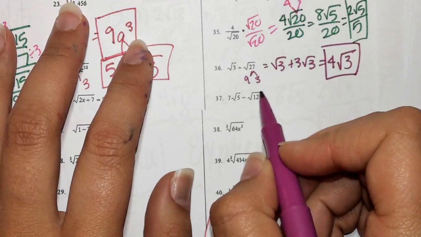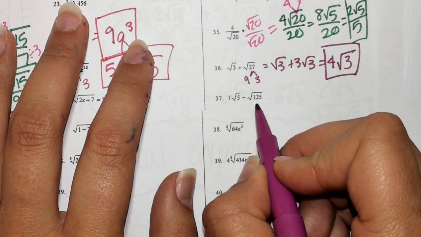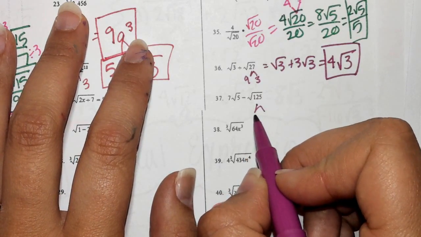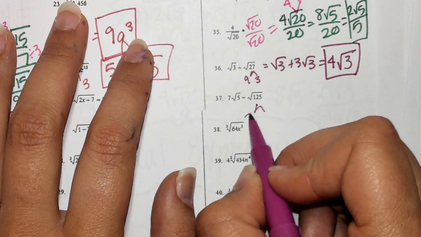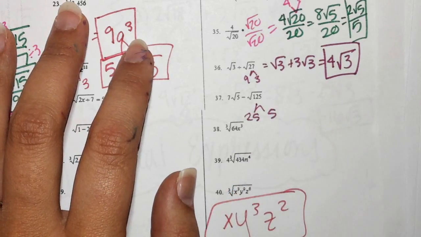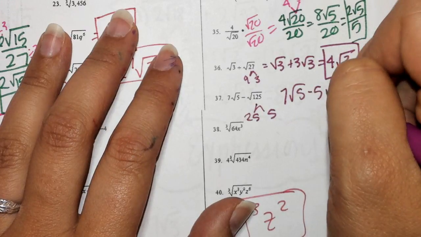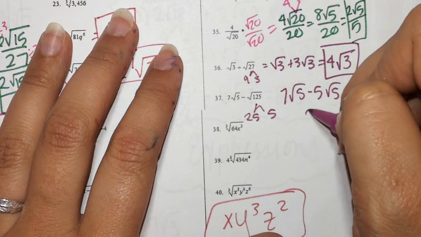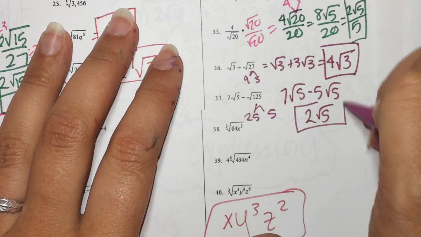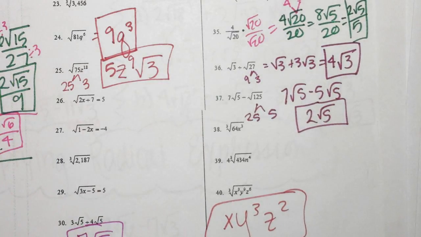What's the biggest perfect square that goes into 125? 25. 25 and 5. And the square root of 25 is 5. So you have 7 root 5 minus 5 root 5. And what does that give you? 2 root 5.